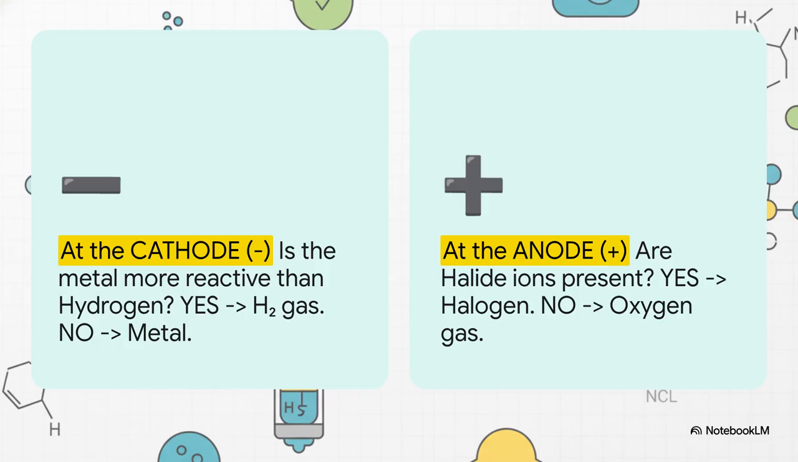So you just ask yourself, is the metal more reactive than hydrogen? If the answer is yes, then hydrogen gas is made. If no, the metal is made. Simple. Over at the positive anode, it's a fight between the non-metal ion and the hydroxide ion. The rule here is even simpler. If you have halide ions, that's your chloride, bromide, or iodide, then you make the halogen. If you have no halides, oxygen is produced. That's it. Just memorize those 2 rules.